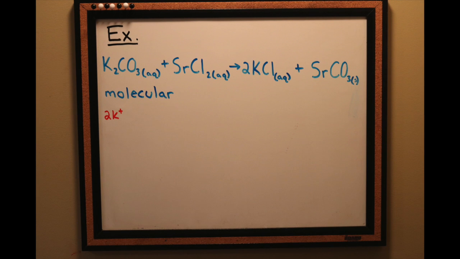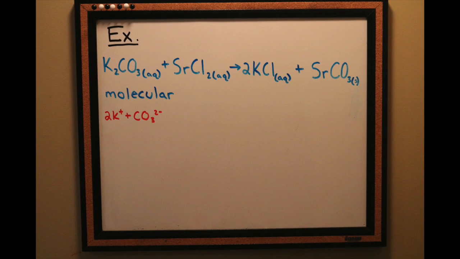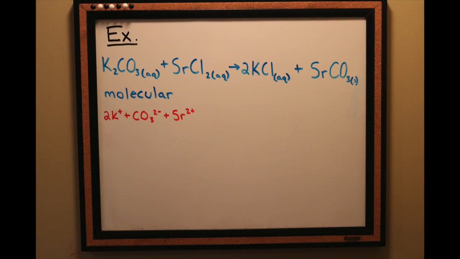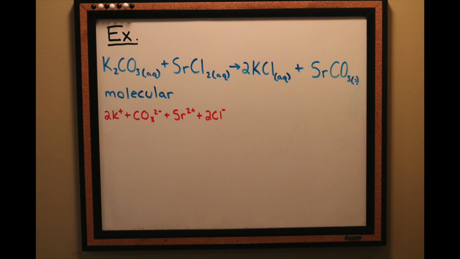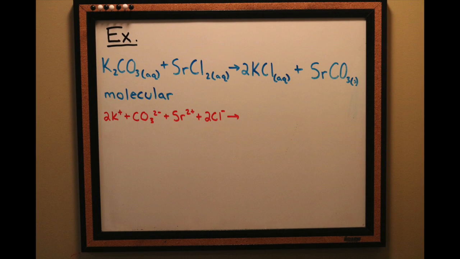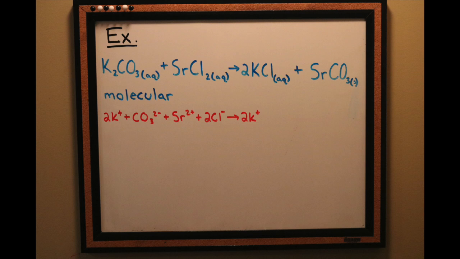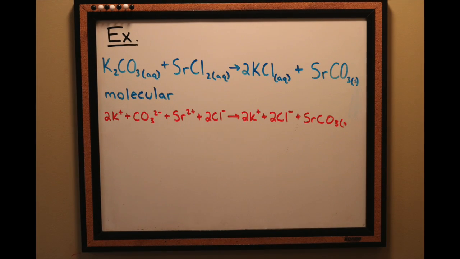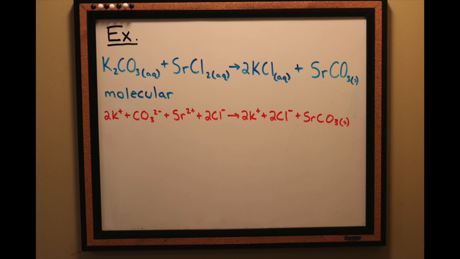So the new equation is 2K+ plus CO3 2- plus Sr2+ plus 2Cl- yields 2K+ plus 2Cl- plus SrCO3 solid. You have to put the charge of every ion and not for the solid compound. That is the ionic equation.